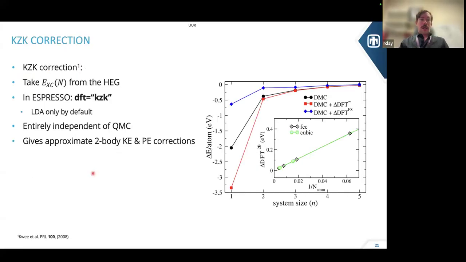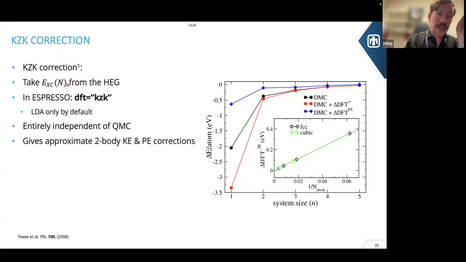And the final thing is the Chiesa-Ceperley-Martin-Holzmann style DFT correction, the Kwee-Zhang-Krakauer correction. This is completely DFT based. It's in Quantum Espresso. The idea here is that whenever you write down the exchange correlation energy for the electron gas, what people don't talk about is that it has already been extrapolated to the thermodynamic limit. So when you're doing a finite DFT calculation, you might be running with 20 electrons, but the exchange correlation energy is the one that corresponds to the infinite system limit.